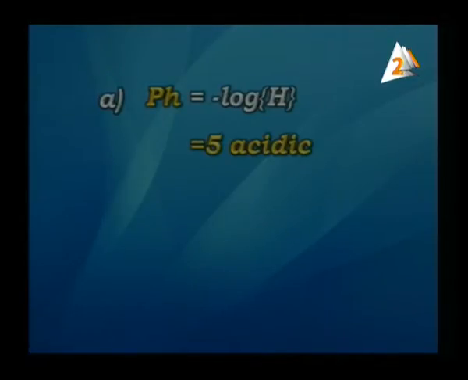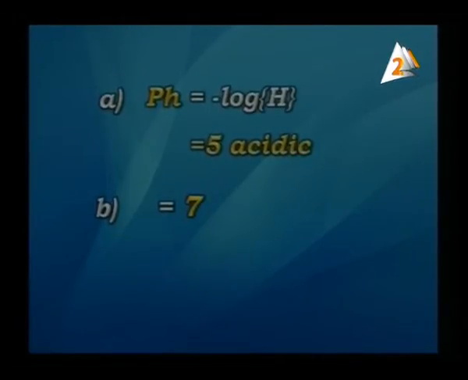What about letter A? 10 to the power of negative 5. It means pH equals negative log of the H concentration, so it equals 5, acidic, pH less than 7. What about B? Here we have 10 to the power of negative 7. So this equals 7. Why? Because negative log of 10 to the power of negative 7 equals 7.